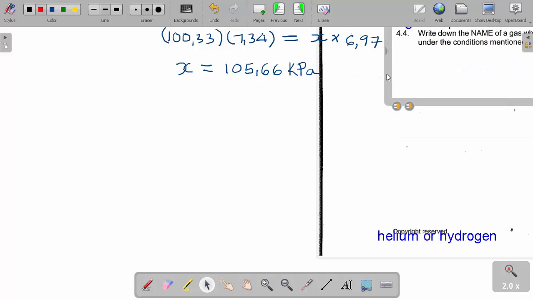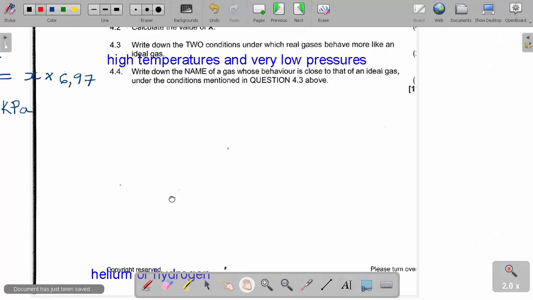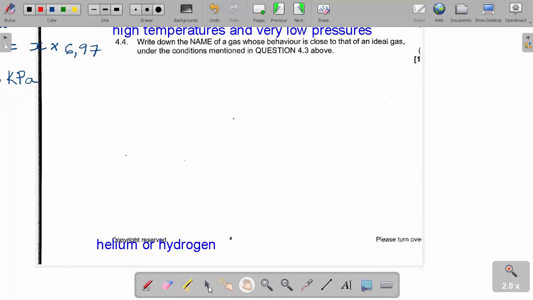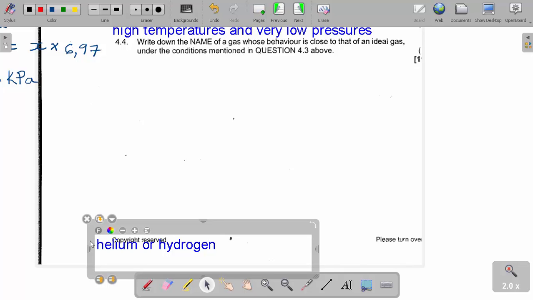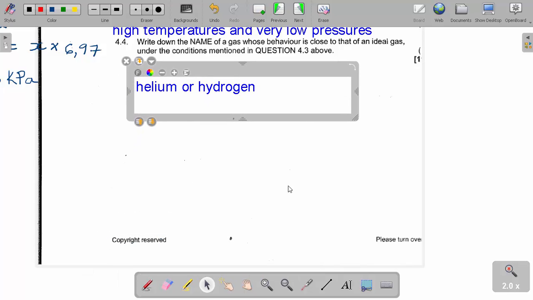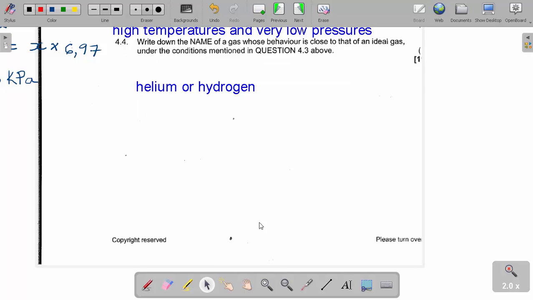Okay. And then next question, they say write down the name of the gas whose behavior is close to that of an ideal gas under the conditions mentioned above. So the gases here, we can have helium or hydrogen. These are very good gases. They can behave as ideal gases under those conditions, that means at a high temperature and low pressures. Hope we are still together, guys.